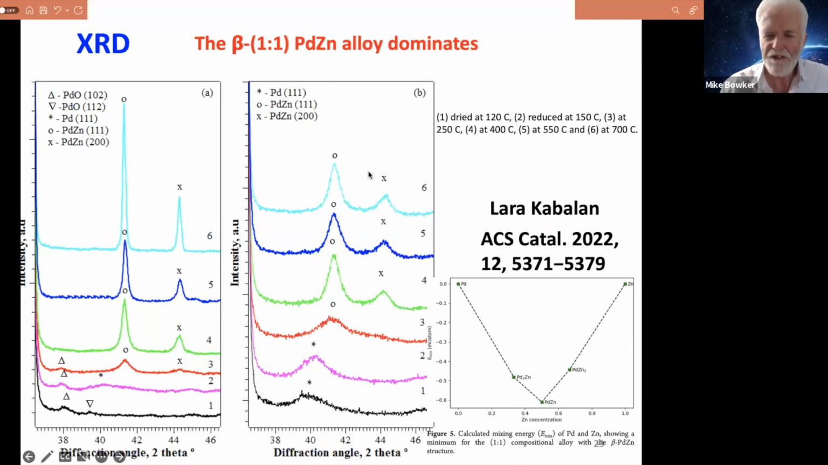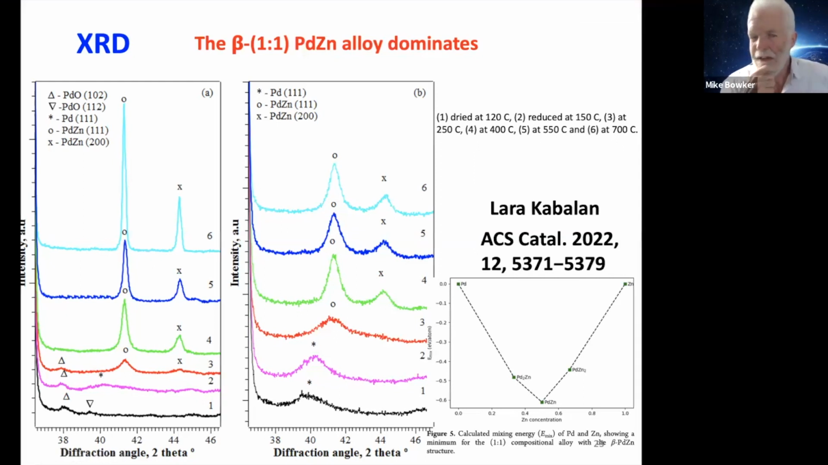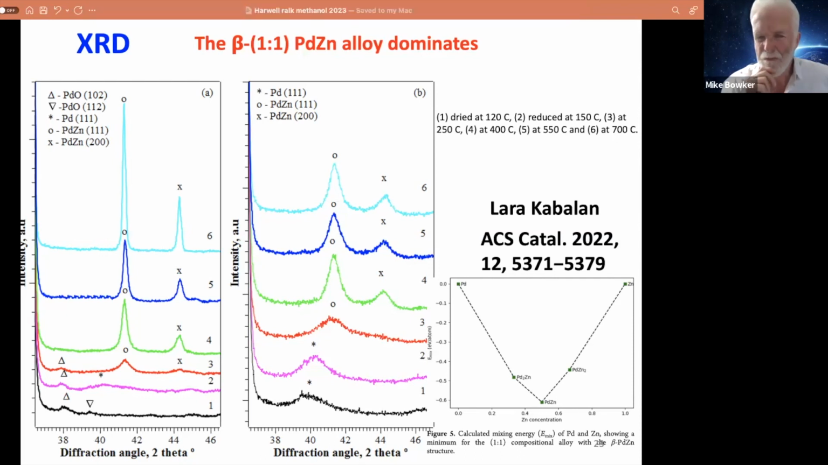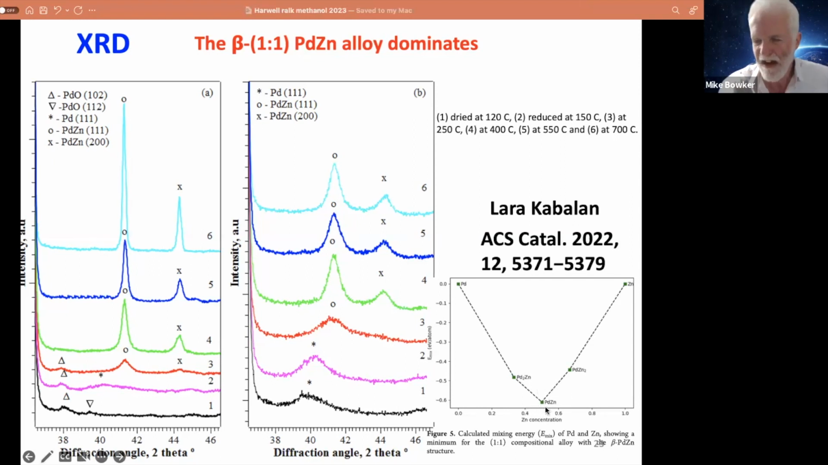One thing that's slightly surprising about this system is we always make the beta 1-to-1 palladium zinc alloy. So equal amounts of palladium and zinc in there, and it totally dominates every kind of preparation that we've made, every variation we've made, every varying reduction temperature. And Lara Kabalan and her colleagues at the Cardiff Catalysis Institute have calculated the heat of mixing of palladium with zinc. And the reason for this dominance of the 1-to-1 appears to be the very high heat of mixing.